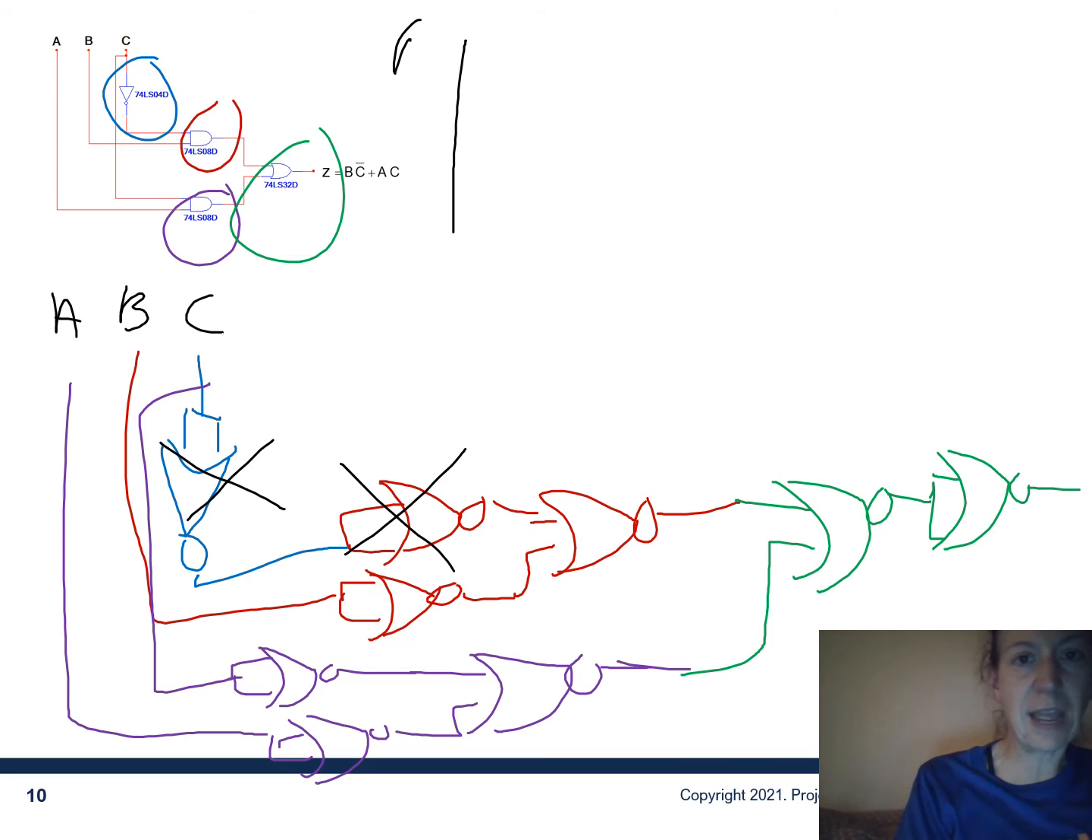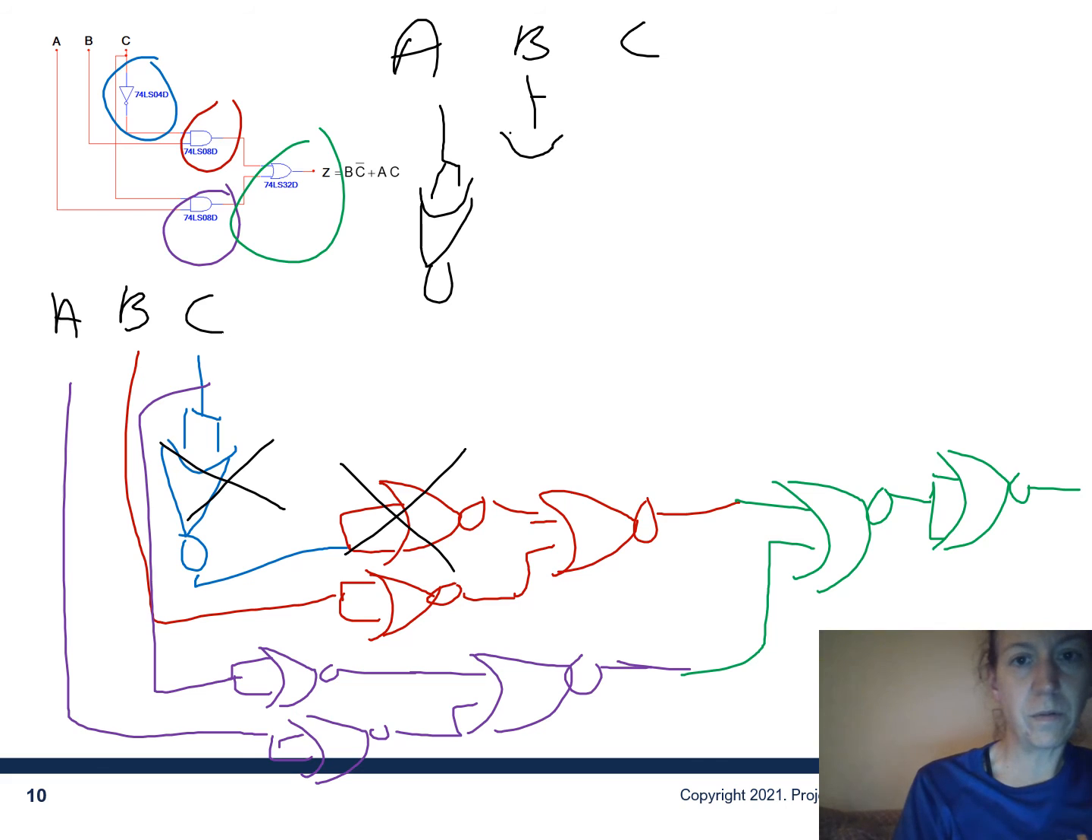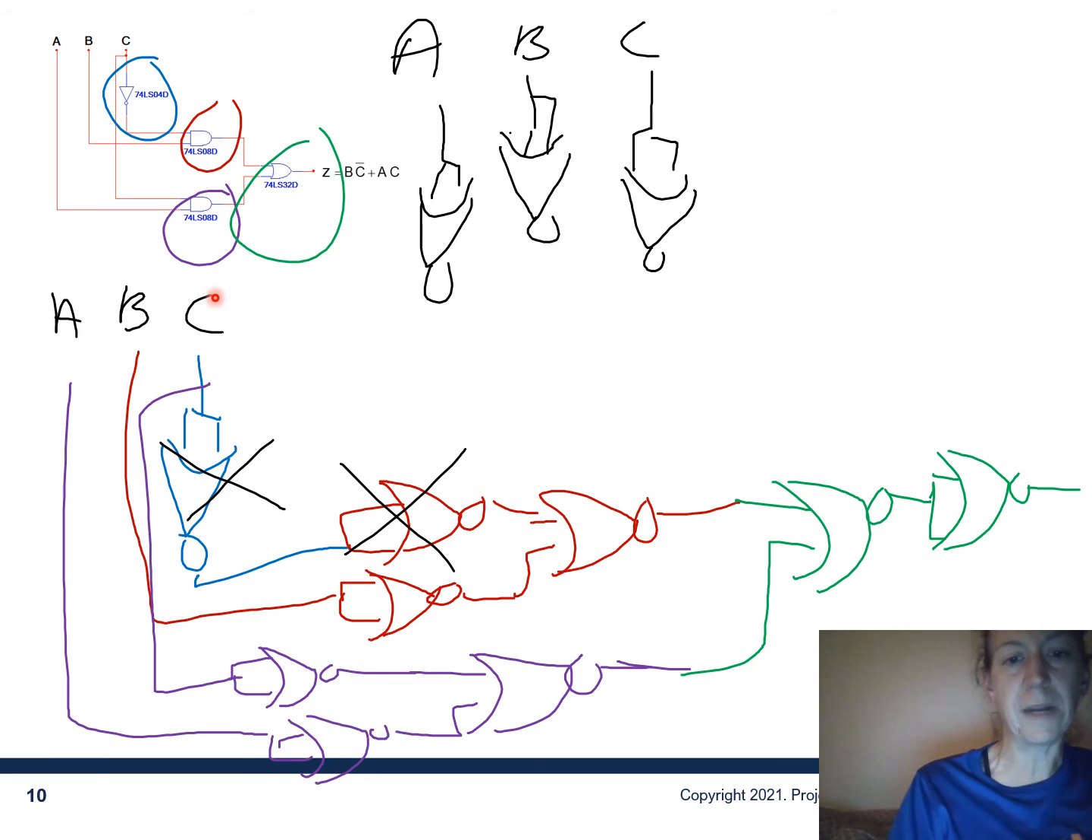So we have A, B, and C. All of these need to run through an inverter first. So there we go. And okay. So there we go. And that was this inverter on B, this inverter on C, and this inverter on A. So that's what we did.